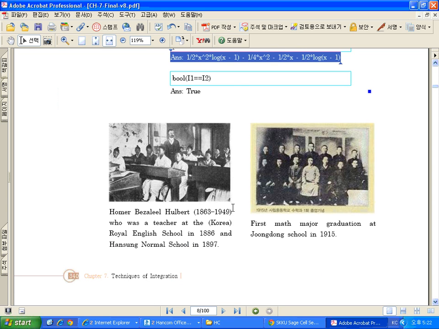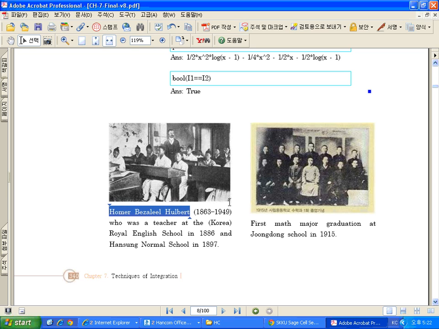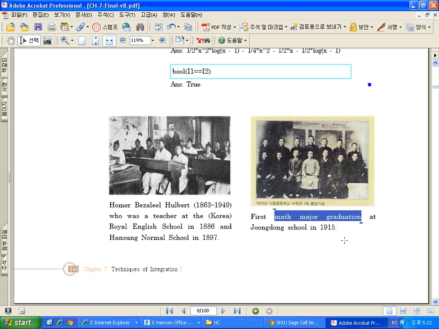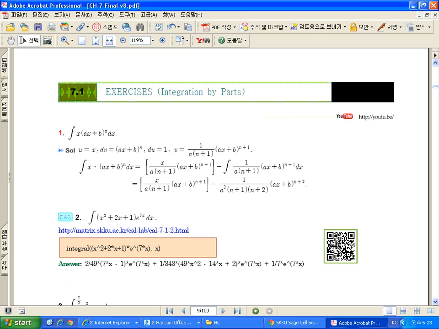And you may have interest in the early years of Korean modern mathematics. You may have interest in Homer Hulbert and Choi Kyu-dong, who had produced the math major student for the first time in Korea in 1915 at Jungdong School.